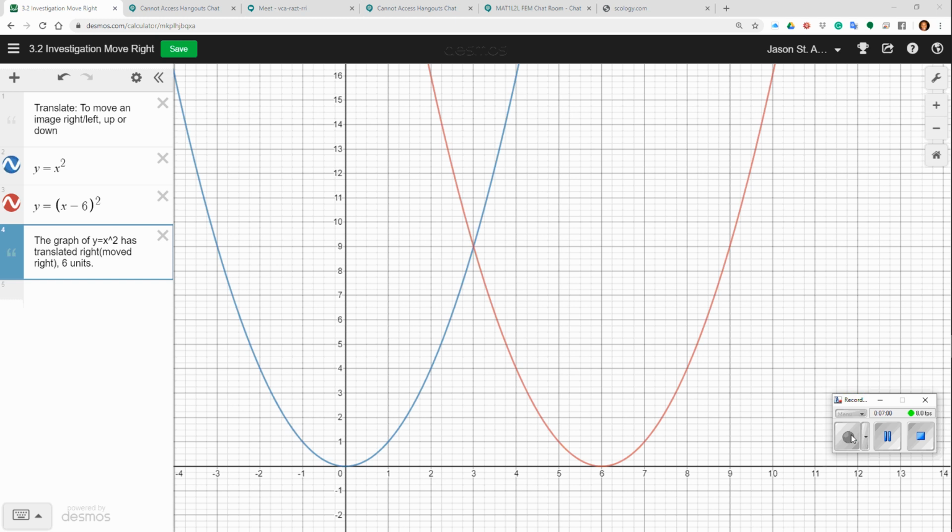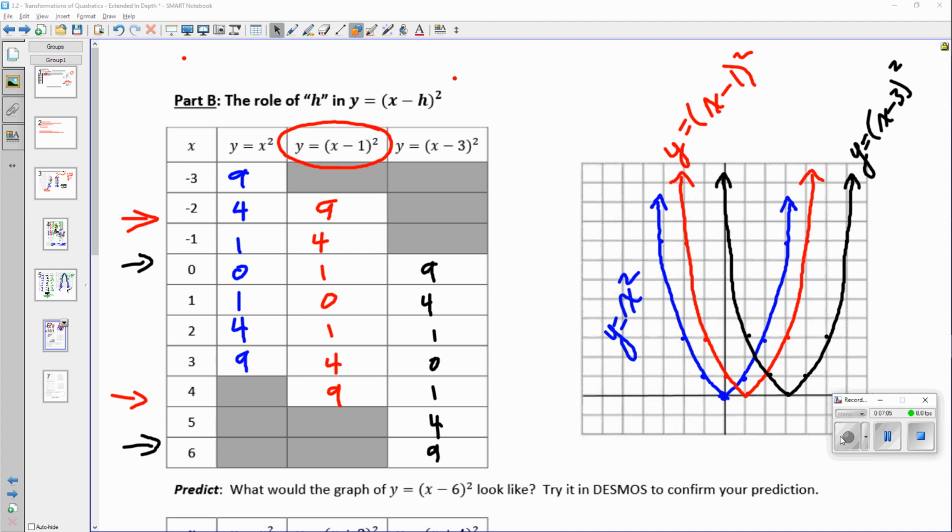So now let's get back to our Desmos problem that we're doing. So for this problem, y equals bracket x minus 6 squared, you would say this graph has moved to the right 6 units. So let's write that in.